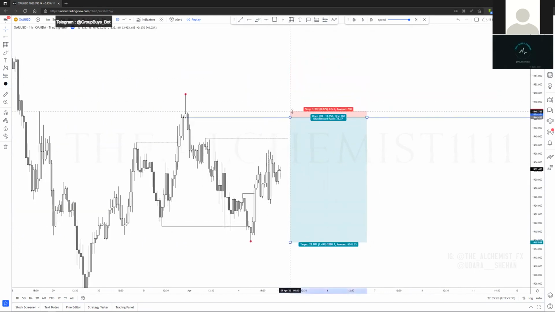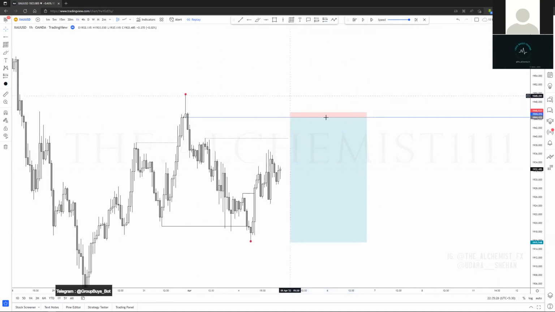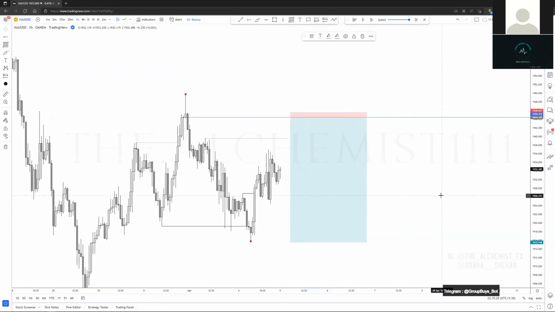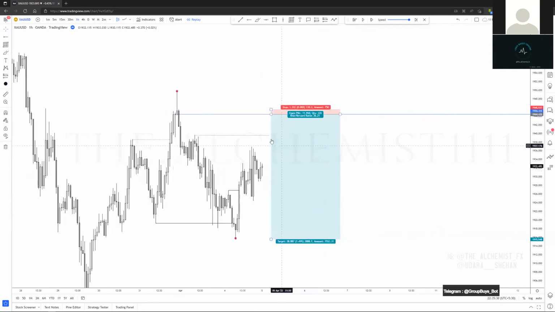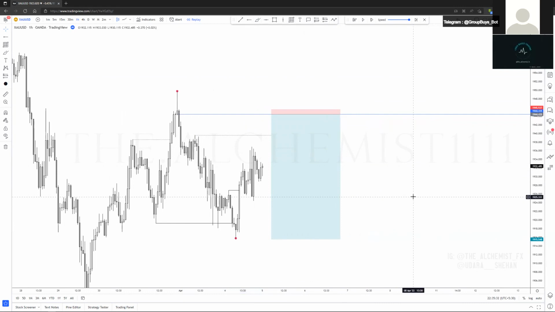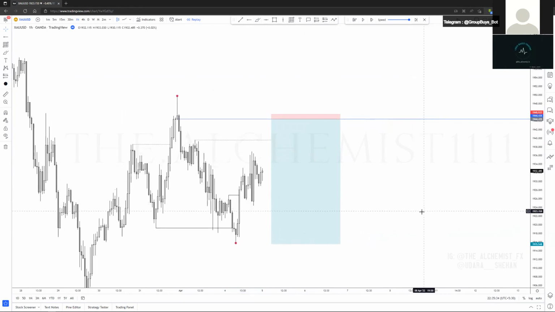Stop loss can go above the candle that has the imbalance, right here, this bearish candle. Only 11 pips. 11 pips on gold is more than enough. You can't have 5 pips stop losses on gold, that is crazy.